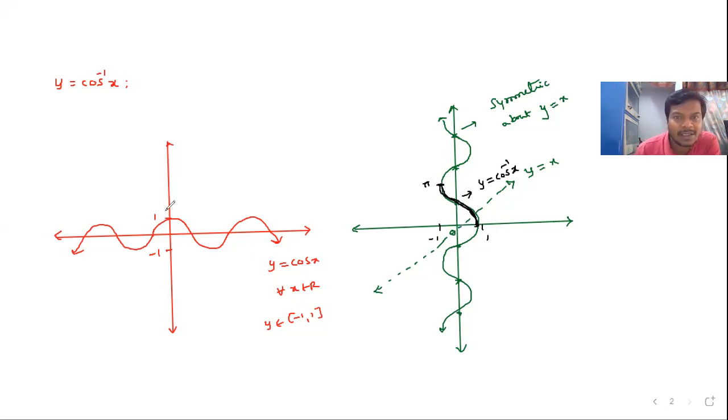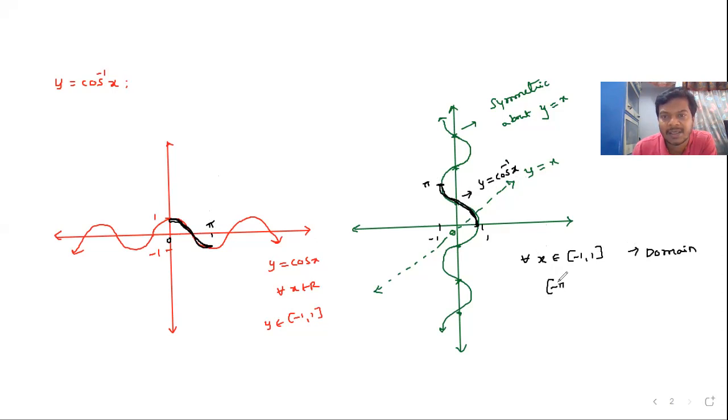And observe here, for the existence of its inverse, in the principal boundary from 0 to pi, clearly it is a bijective function from 0 to pi, right? So if you draw the symmetric graph about y equals x, that gives its inverse, y equals cos inverse of x, and it is defined for all x belonging to -1 to 1, which is known as the domain of the function.